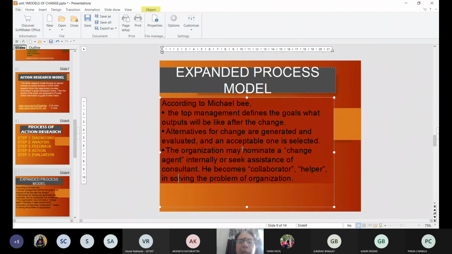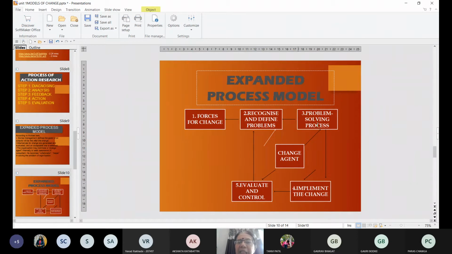Okay, so the expanded process model has these steps. You can see over here, forces for change, that is the first step. Recognize and define the problem. See, again the same thing is repeated in this model. First you must understand that there is some difficulty inside your organization, the old methods you are using need to be changed. So recognizing and defining the problem, then problem solving process, how to meet that challenge and solve the problem, then implement the change and evaluate the change.